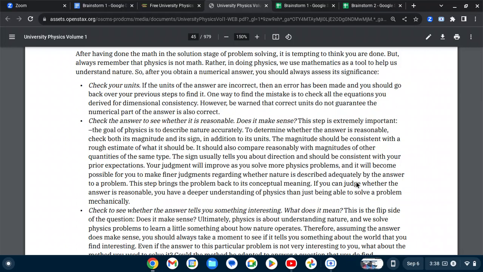Check your units. If the units of the answer are incorrect, then an error has been made and you should go back over your previous steps to find it. One way to find the mistake is to check all the equations you derived for dimensional consistency. However, be warned that correct units do not guarantee the numerical part of the answer is also correct. Check the answer to see whether it is reasonable. Does it make sense? This step is extremely important.